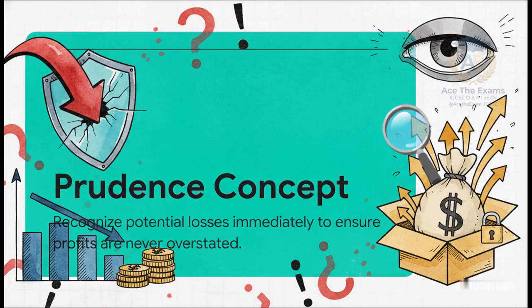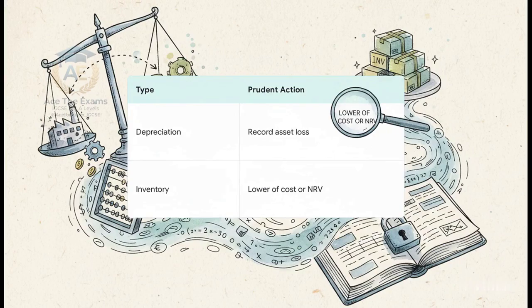Because honestly, ignoring potential losses is a direct violation of this principle, and it is a massive red flag to any examiner marking your paper. So, how do we actually apply prudence in practice? Let's look at a couple of key adjustments.